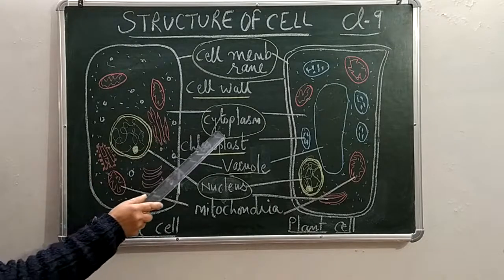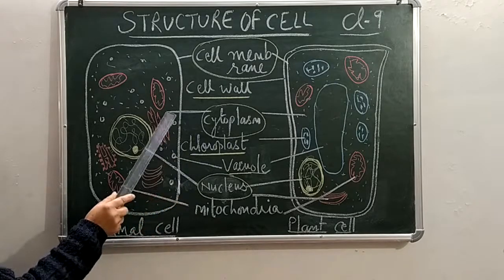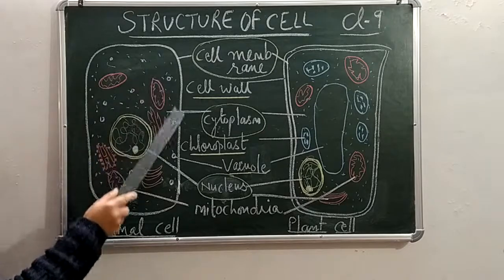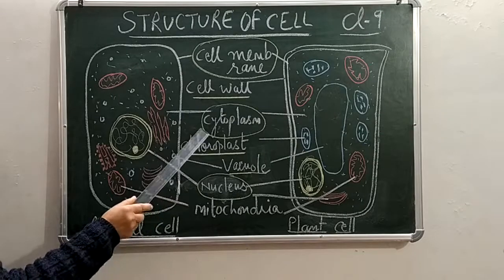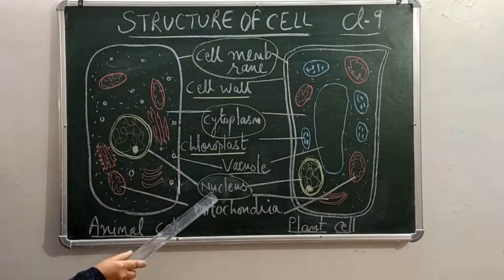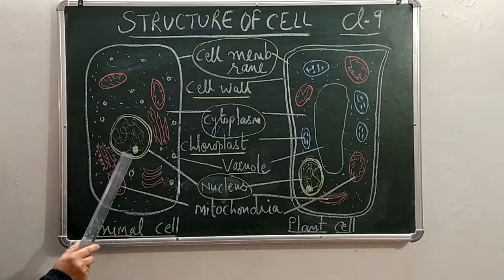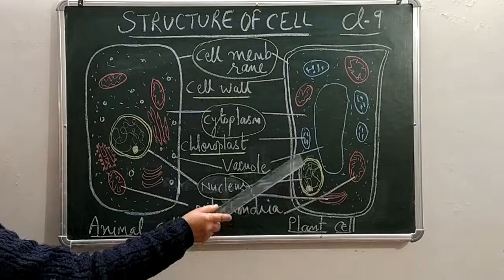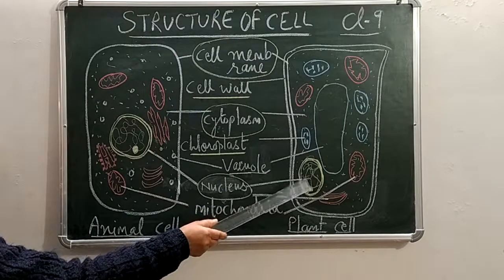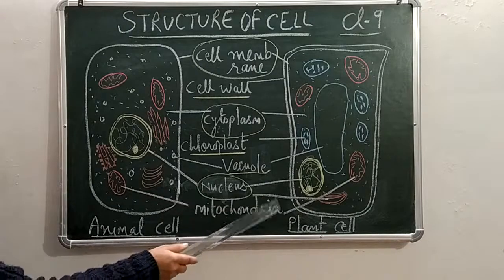Second part is cytoplasm. Now what is the cytoplasm? It is a semi-liquid, transparent ground substance of a cell. It is present inside a cell, in both animal and plant cells. And third is the nucleus. Nucleus is centrally located in an animal cell, and it is towards the periphery, towards the boundary, in a plant cell. This I will be telling you in the differences between animal and plant cell.